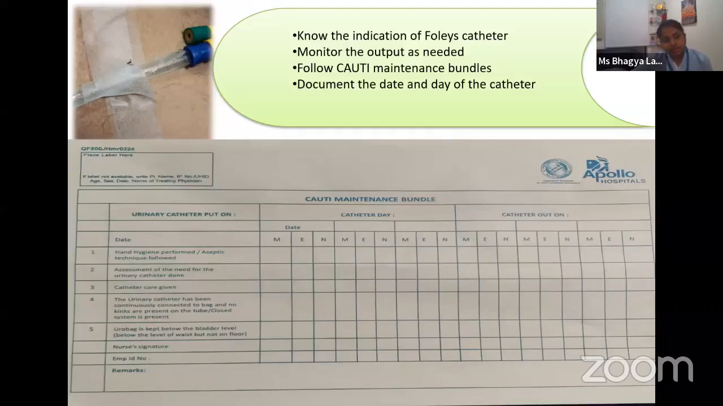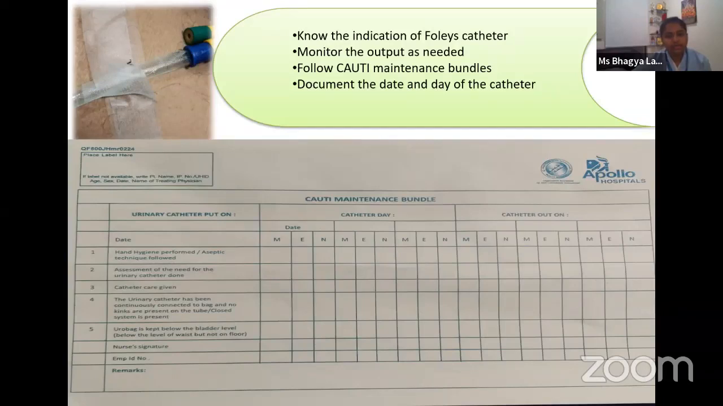We have done with the CLABSI bundle as a part of important things for the line. Now we are coming to the Foley's catheter. Many patients in the critical area will be on the Foley's catheter, the urinary catheter, to monitor the intake and output, because output plays an important role in understanding the patient's kidney function. So when there is a Foley's catheter, first you should know the indication, why it was inserted for urinary catheterization. Then monitor the output as needed.